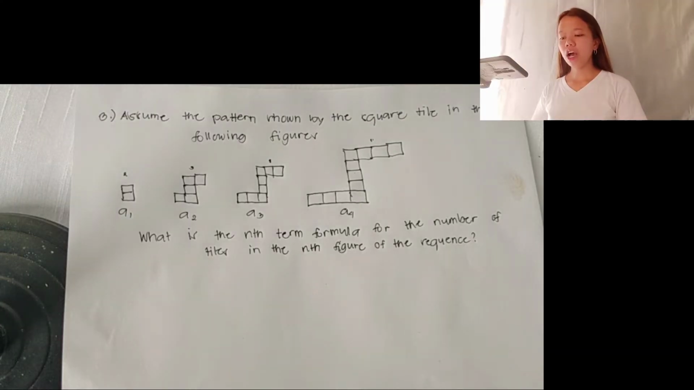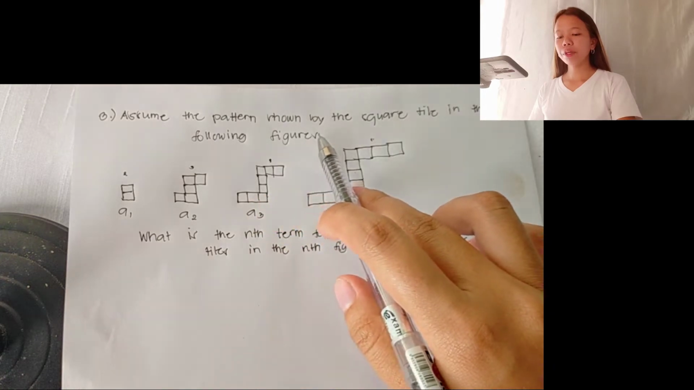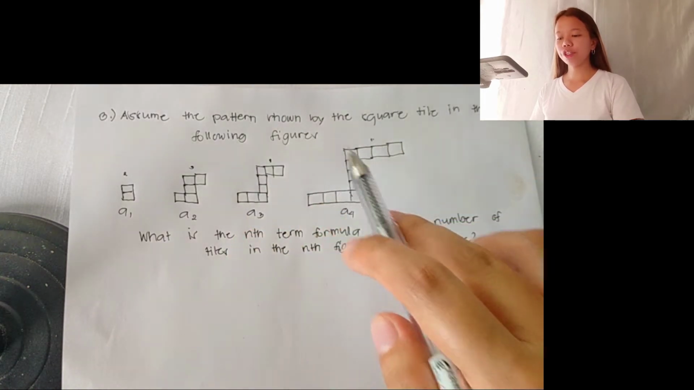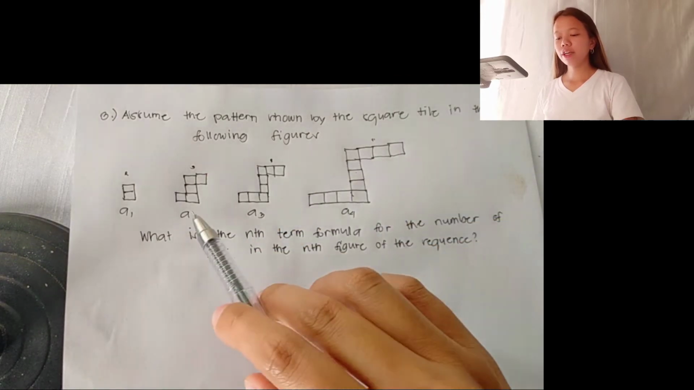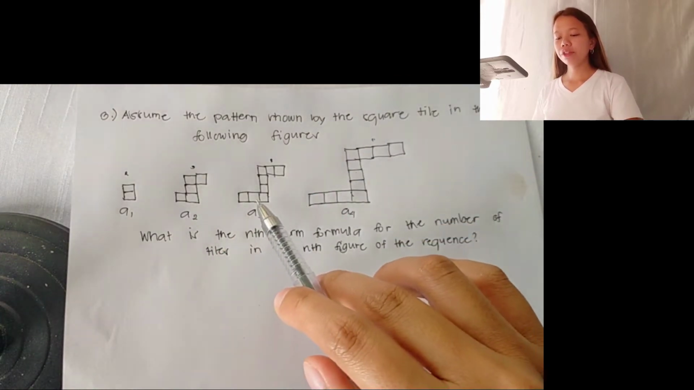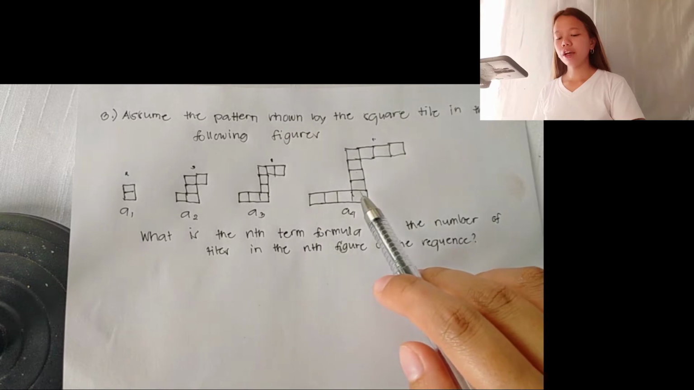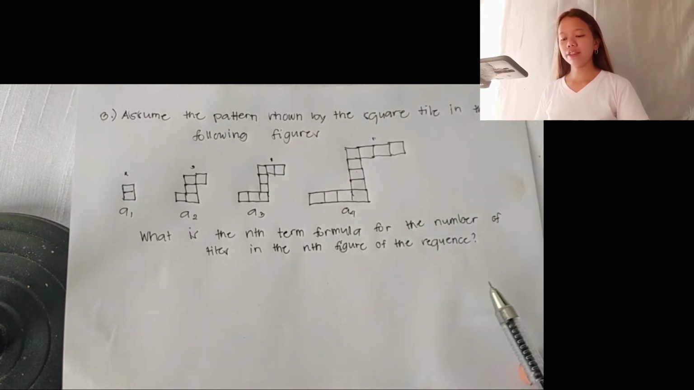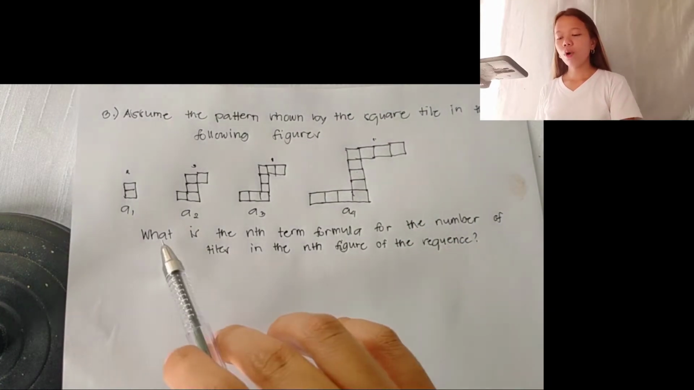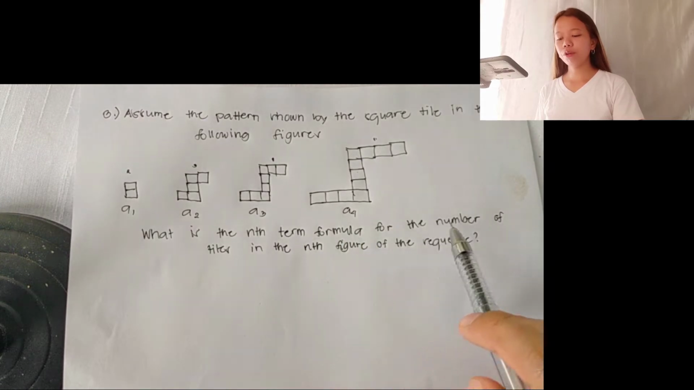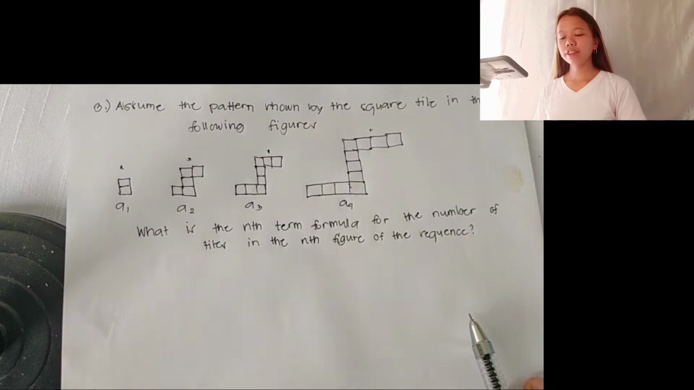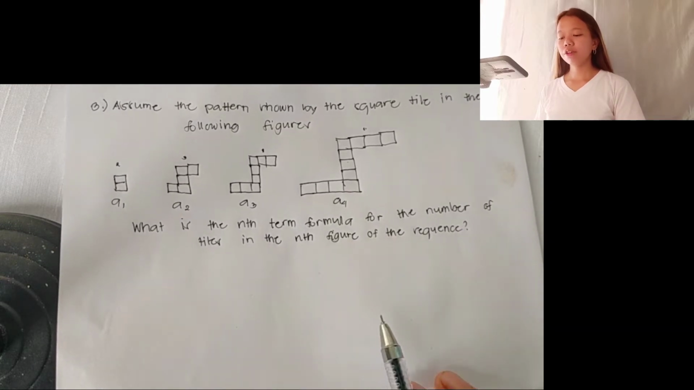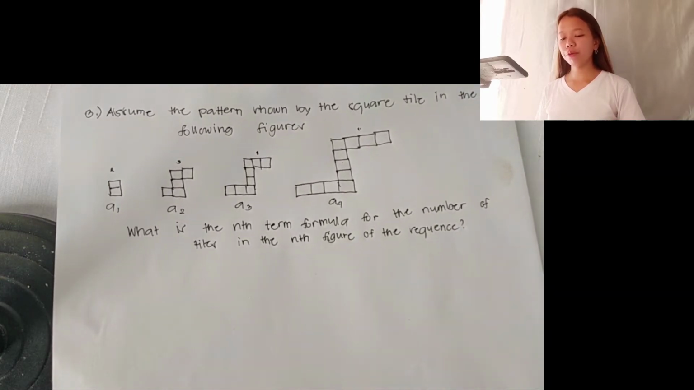Problem number 3. Assume the pattern shown by the square tiles in the following figures. So, the first term, there are 2 tiles. Second term, there are 5 tiles. Third term, there are 8. And in the fourth term, there are 11 tiles. So the question is, what is the nth term formula for the number of tiles in the nth figure of the sequence? So, to find the nth term, let's write first the formula.